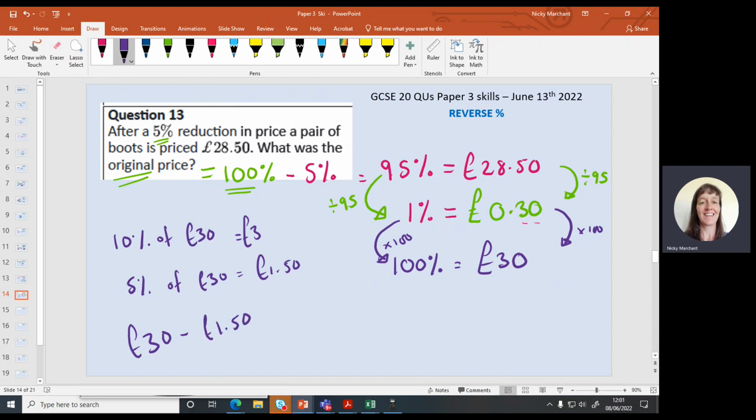So you cannot just do the adding on 5% or taking off 5%. You've got to work with this reverse percentage where they are after the original amount. So my final answer is that £30. So they're asking for the original or the starting price. You've got to do a reverse percentage.